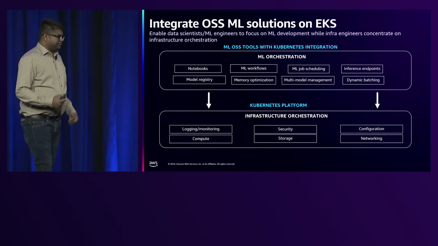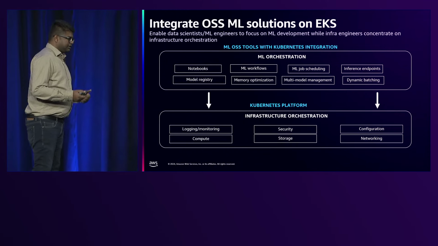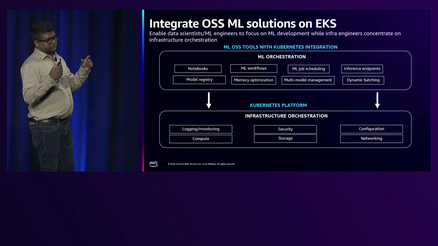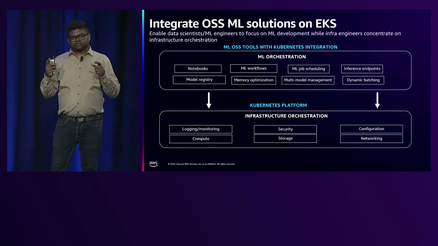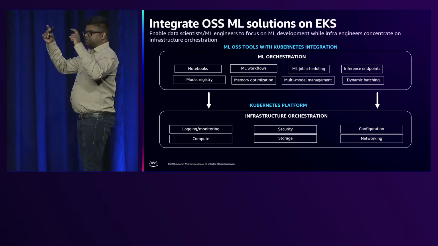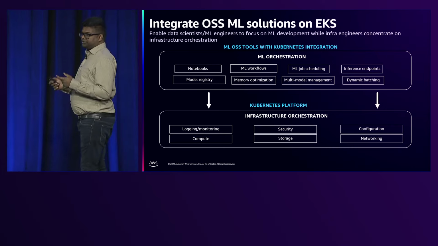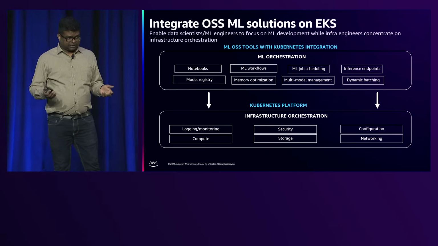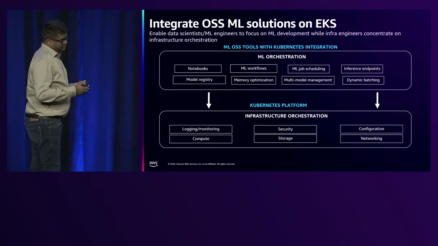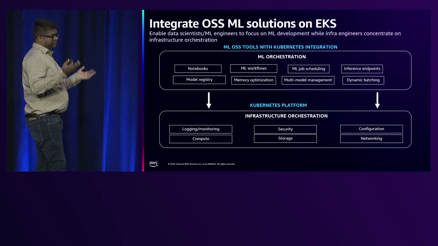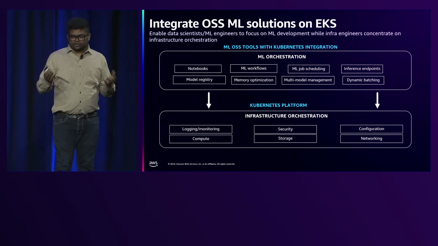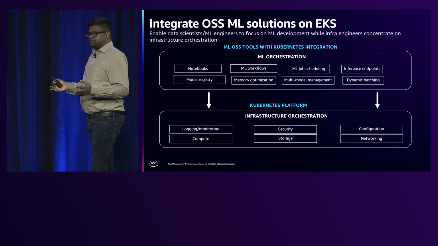So in terms of what we have seen customers do when they try to extend these platforms is, as I mentioned earlier on, integrate OSS solutions on top of it. That lets Kubernetes do what it's good at, which is infrastructure orchestration, and you integrate OSS solutions on top, which provide you ML-specific functionality. For example, we've seen a lot of customers adopt Ray and vLLM together with EKS that provides you a lot of functionality like memory and model optimization, multi-model management, request batching, query queuing, so on and so forth for inference infrastructure.